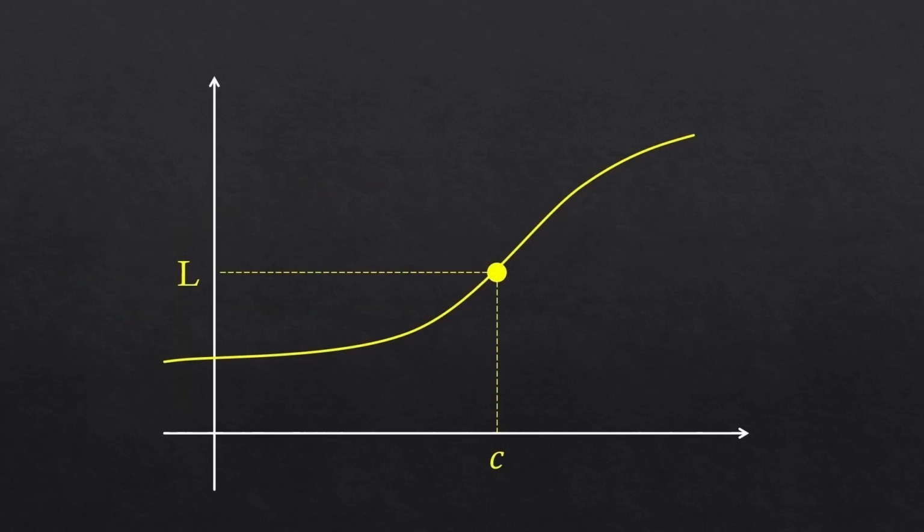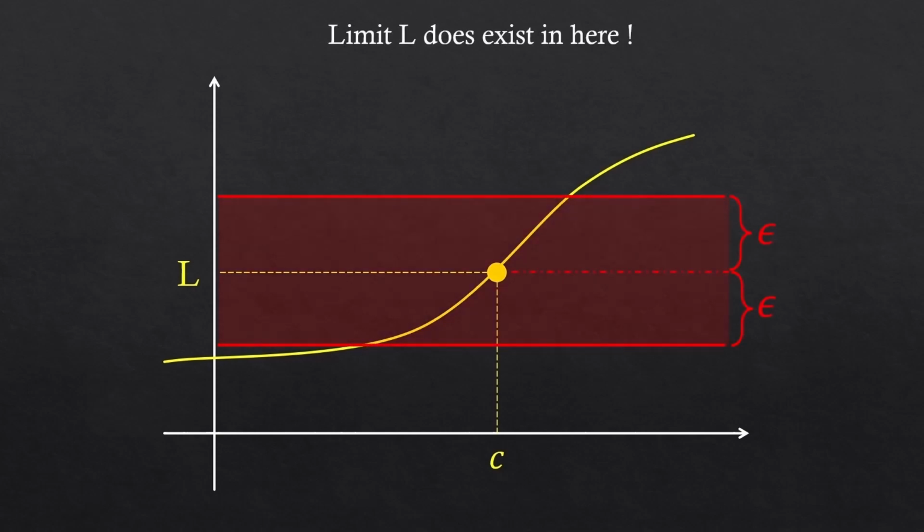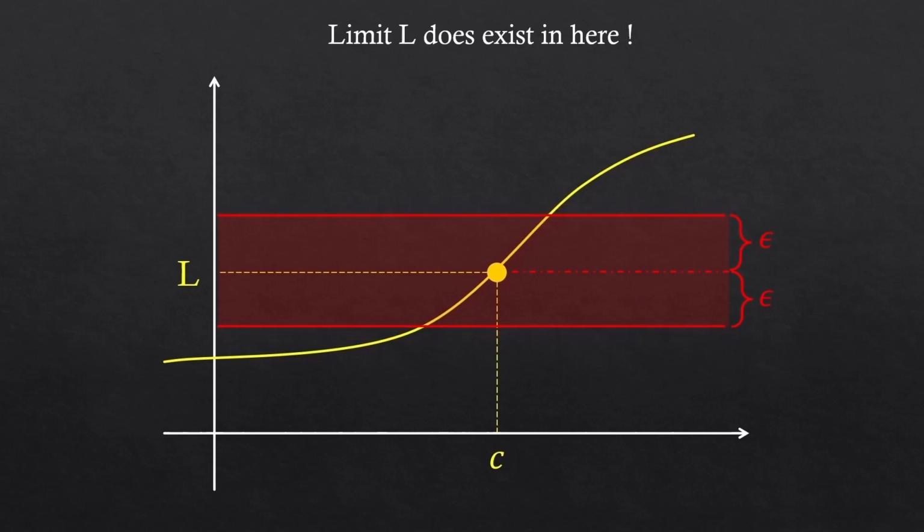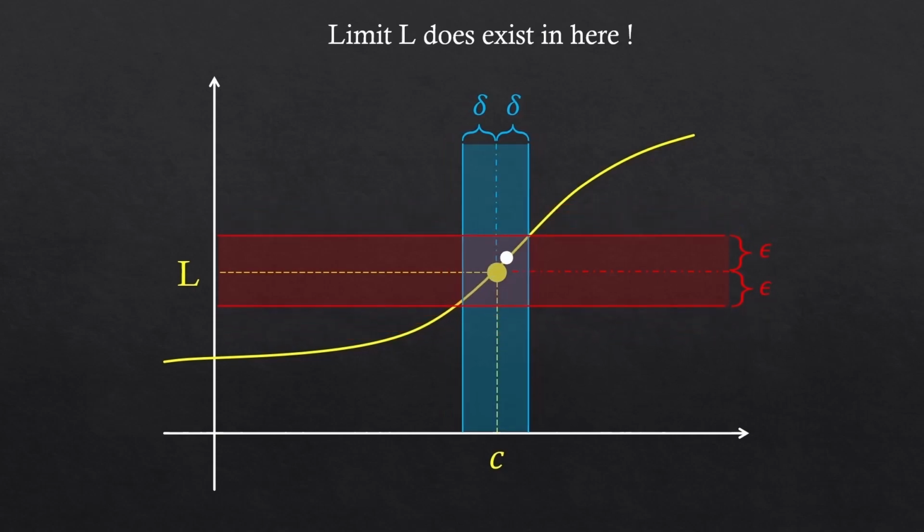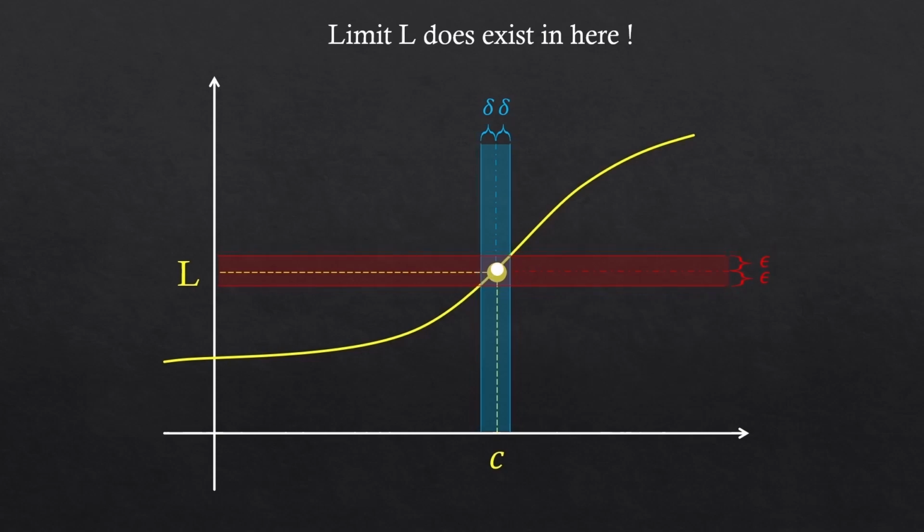So, you can immediately tell that this one should have the limit L. No matter how small we make the epsilon wall, there will always be a delta wall that can trap all of those x, c, fx, and L inside the epsilon wall.